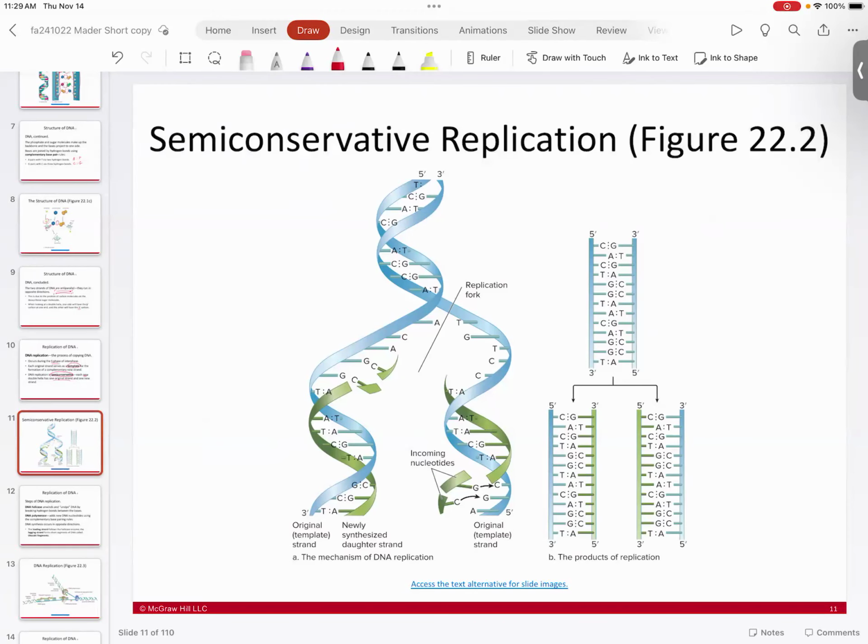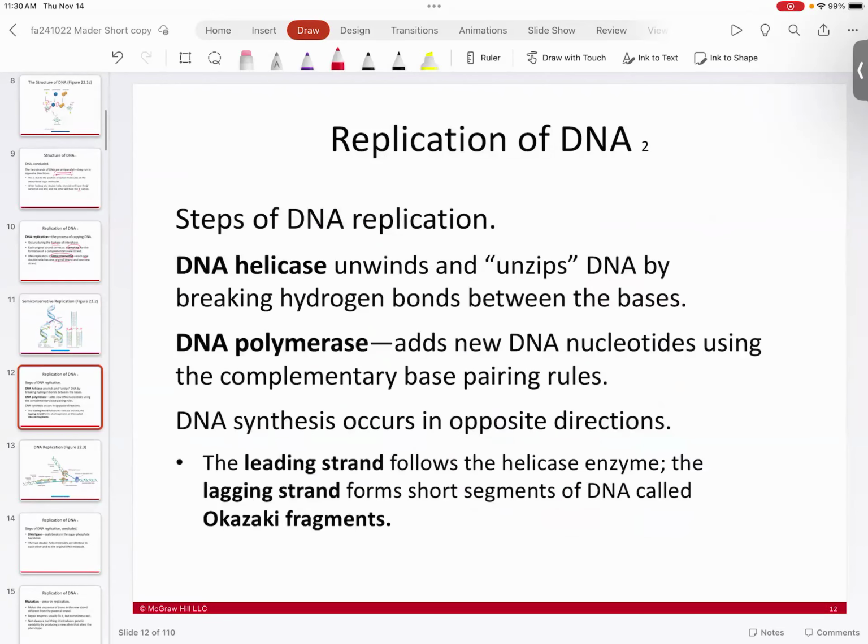When you go to replicate your DNA, you unwind your DNA, and then the old strand acts as the template, and you make the new strand based off of that. So your new DNA molecule is going to be a hybrid of old and new strands. This is what's called the semi-conservative model. That's basically the process of DNA replication.